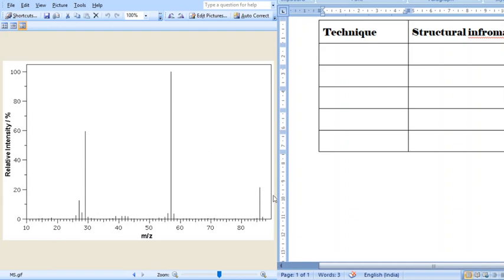Usually we see the mass spectra for the molecular ion peak, that is the peak at highest m/z value, and the base peak, and then whether there is any isotopic peak. As far as this mass spectra is concerned, the molecular ion peak is at 86. Therefore the molecular weight is 86, and you can see the base peak at 57, and there is no isotopic peak here.